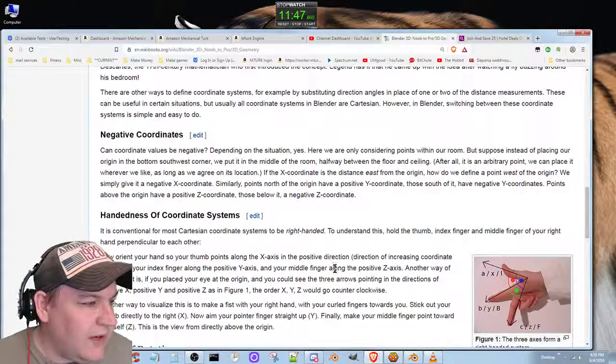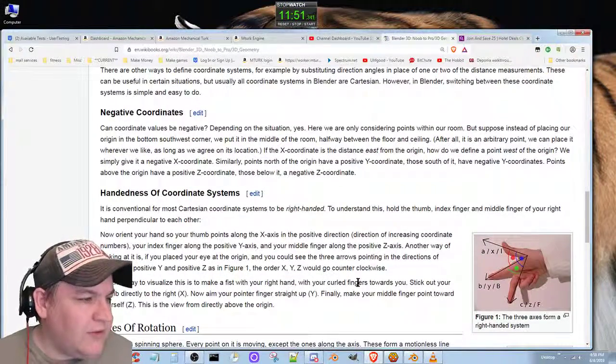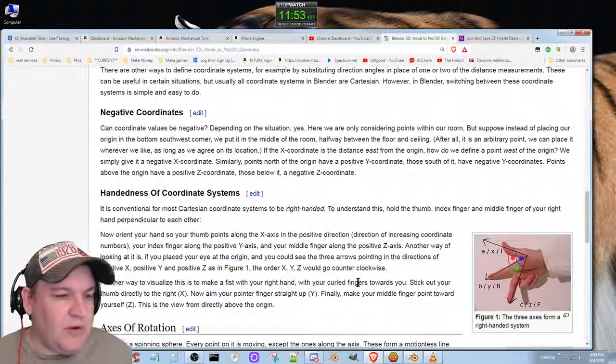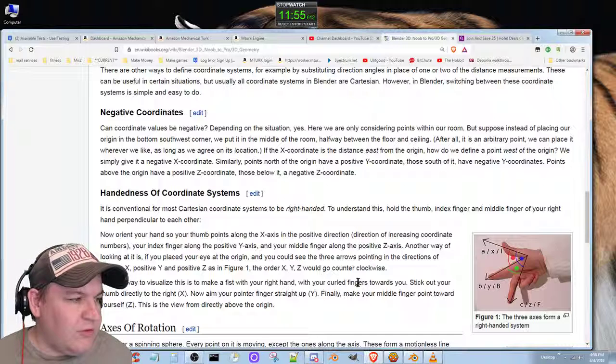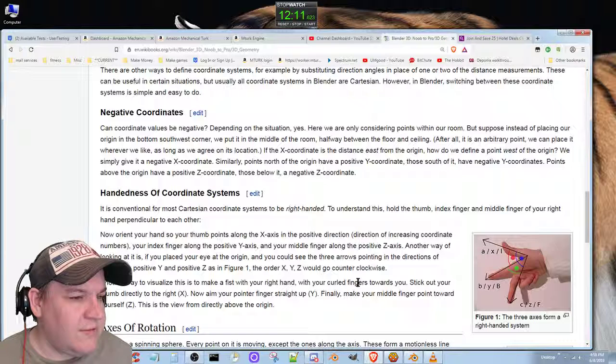Negative coordinates. Can coordinate values be negative? Of course they can. Depending on the situation, yes. Here we're only considering points within our room, but suppose instead of placing our origin at the bottom southwest corner, we put it in the middle of the room, halfway between the floor and the ceiling. After all, it's an arbitrary point. We can place it wherever we like, as long as we agree on its location. If the x-coordinate is the distance east from the origin, how do we define a point west of the origin? We simply give it a negative x-coordinate.